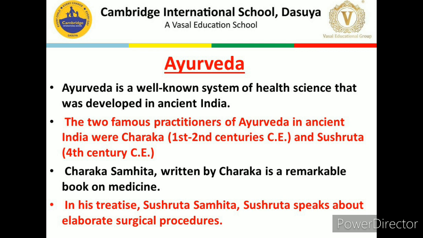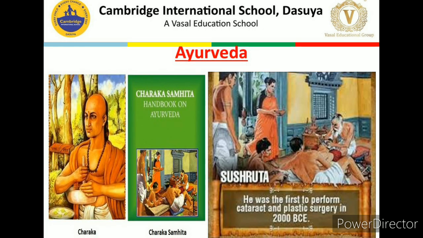Next we have Ayurveda. Ayurveda is a well-known system of health science that was developed in ancient India, and there were two famous practitioners of Ayurveda in ancient India: Charaka and Shushruta. The Charaka Samhita, written by Charaka, is a remarkable book on medicine. The second is the Shushruta Samhita, which talks about elaborate surgical procedures. You can see this in the image also.